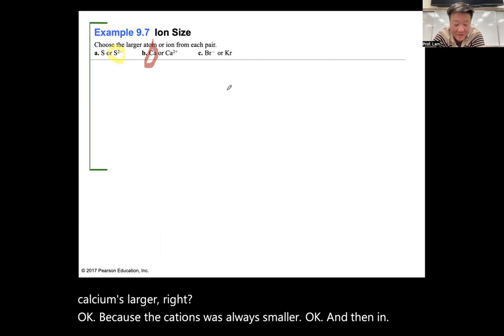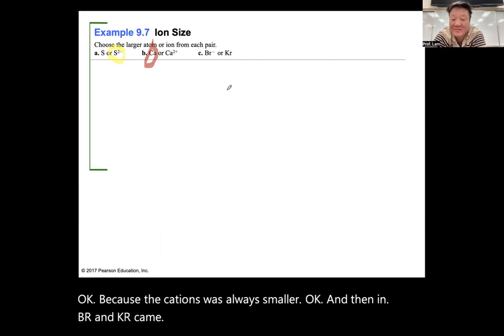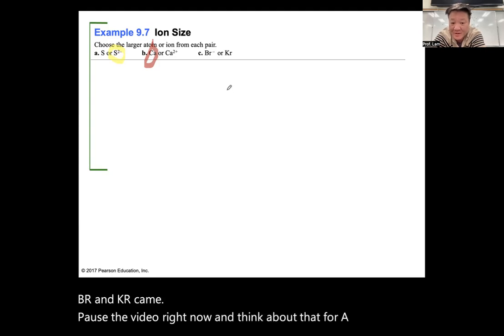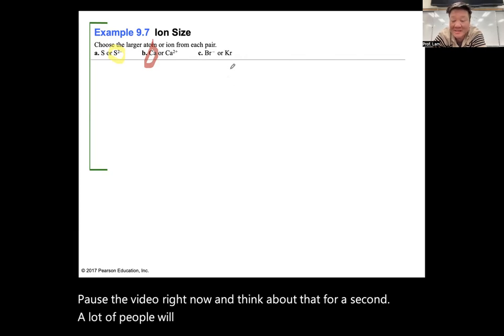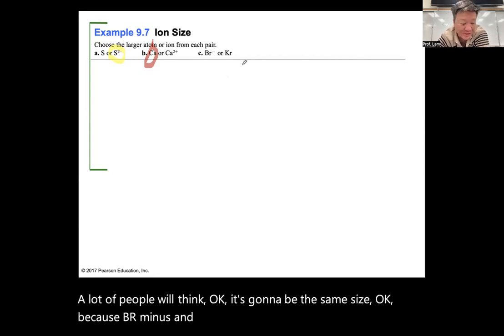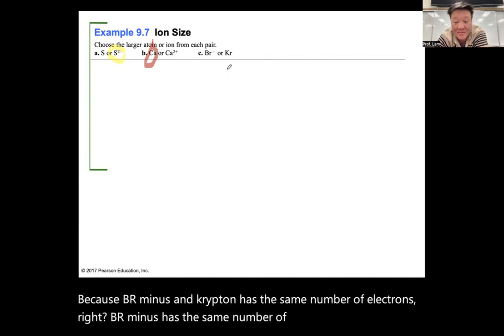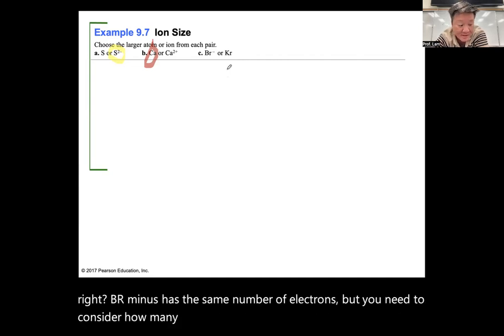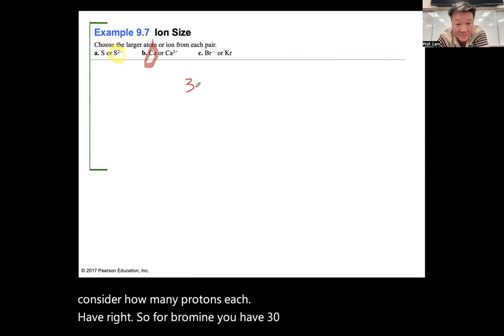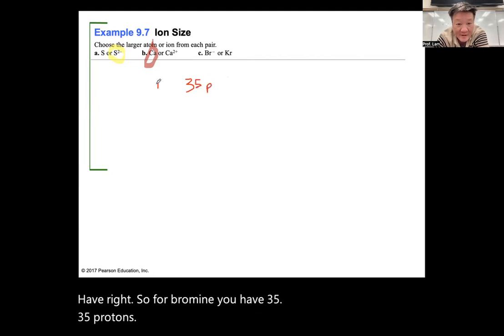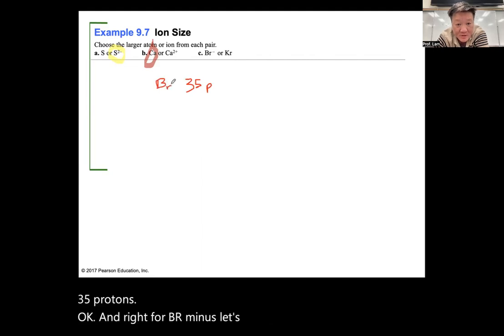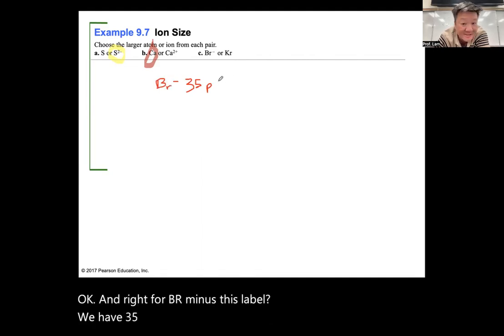And then Br minus and Kr. Okay. Pause the video right now and think about that for a second. Okay. A lot of people will think, okay, it's going to be the same size, okay? Because Br minus and krypton have the same number of electrons, right? But you need to consider how many protons each have, right? So for bromine, you have 35 protons, okay? And for Br minus, let's label, we have 35 protons and 36 electrons, right?